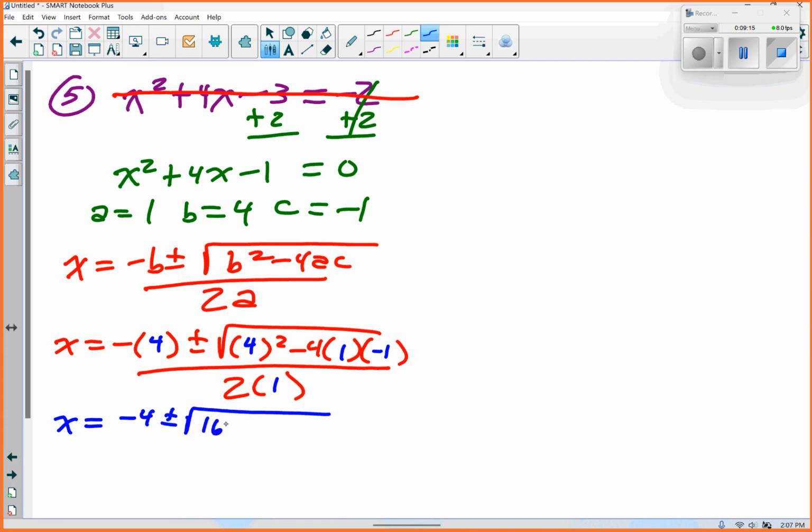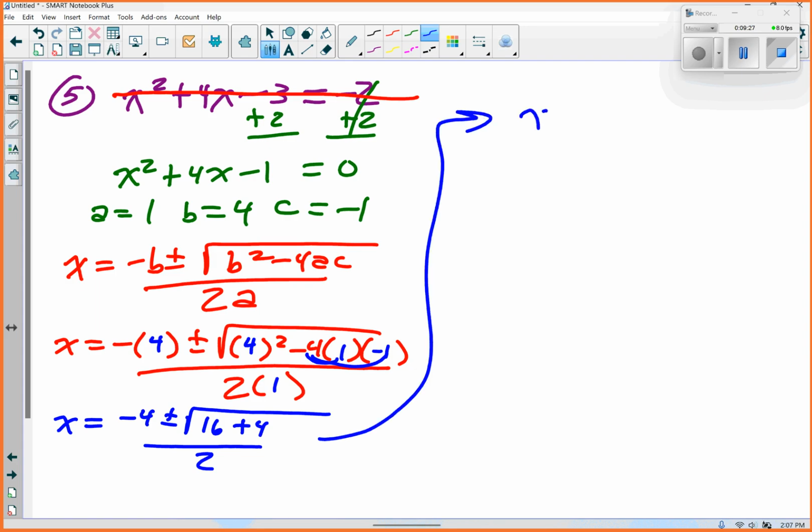4 squared is 16. -4 times 1 is -4. -4 times -1 gives me a +4. So that cleaned up is going to give me x equals -4 plus or minus root 20 over 2.